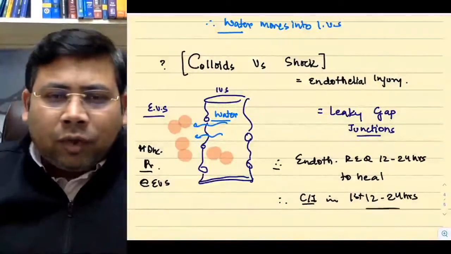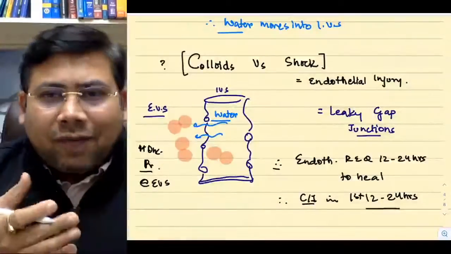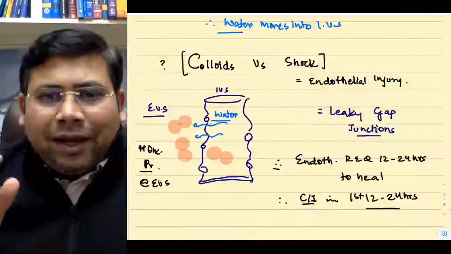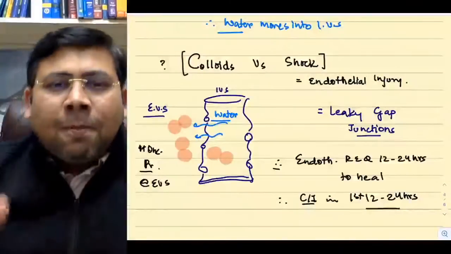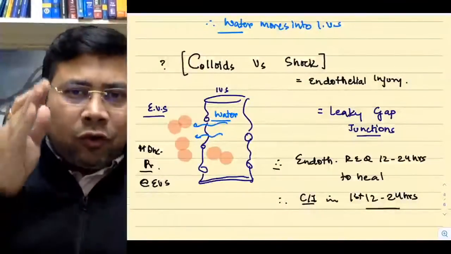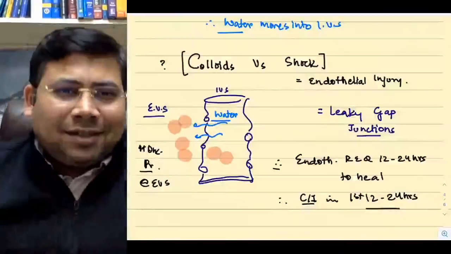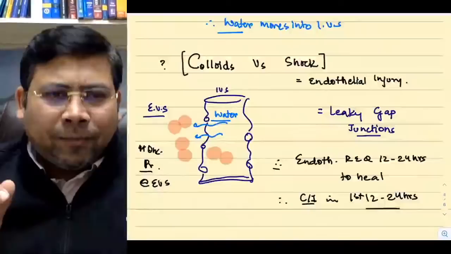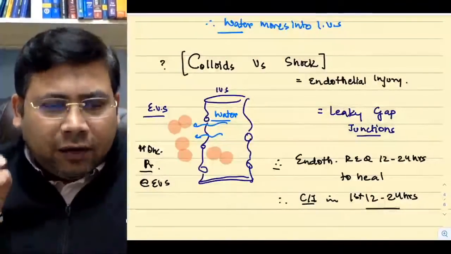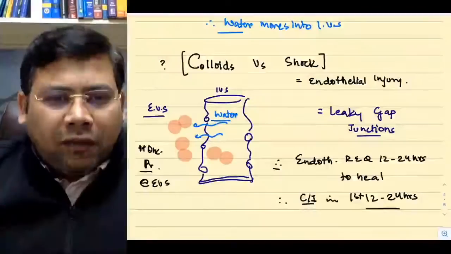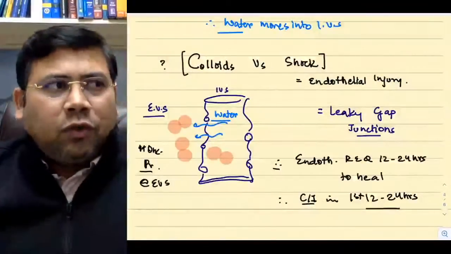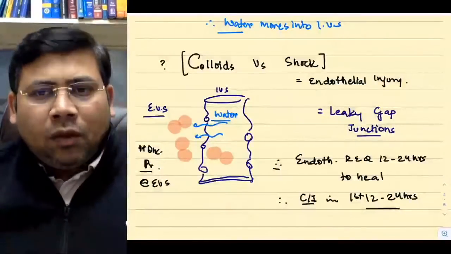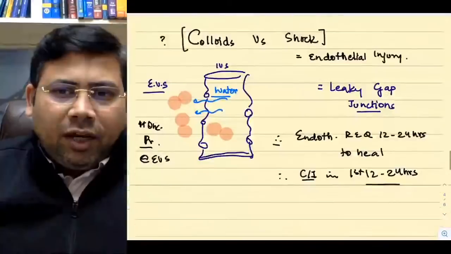Like Mukesh was asking, sir, can we give it in ascites? After 12 to 24 hours, all the endothelium would have healed, and that is the reason colloids are actually the game changers in a patient of shock after 12 to 24 hours. You give albumin, you will see a beautiful response. If the patient is having ascites, you give albumin, you will see a beautiful response. If you want to do an ascitic tap, you have to do this. So these are some very important points.